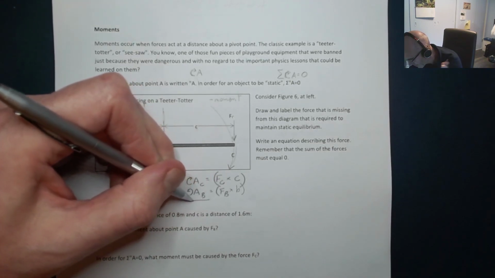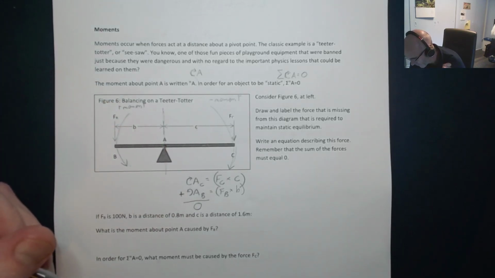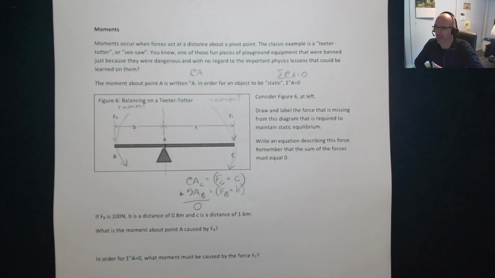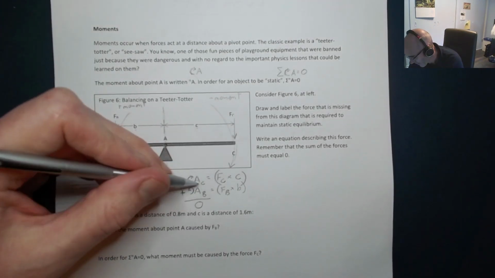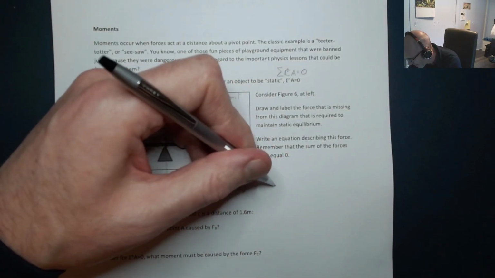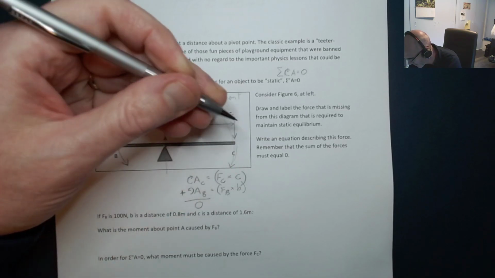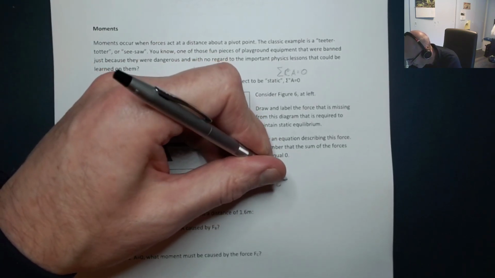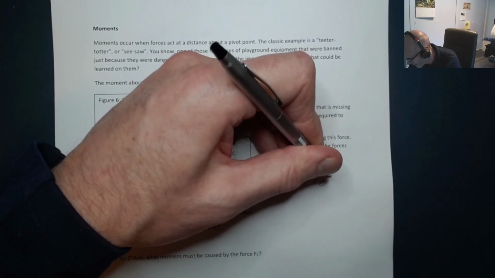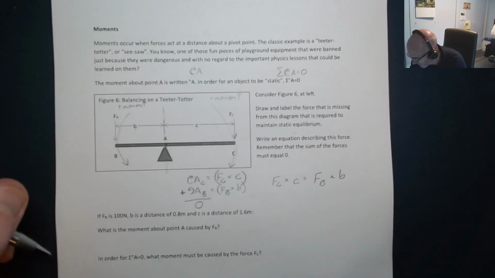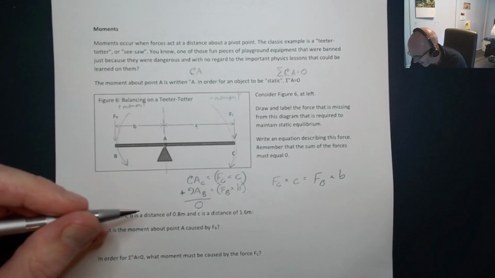Now, because this is going clockwise and this is going counterclockwise, if I add those two together, because they're going in opposite directions, that has to come out to be 0, or else this whole thing's going to start to spin. Okay, so what that means is that if FC times C plus FB times B equals 0, I can also say FC times C equals FB times B. And then you could do some algebra to go ahead and solve this whole thing symbolically.